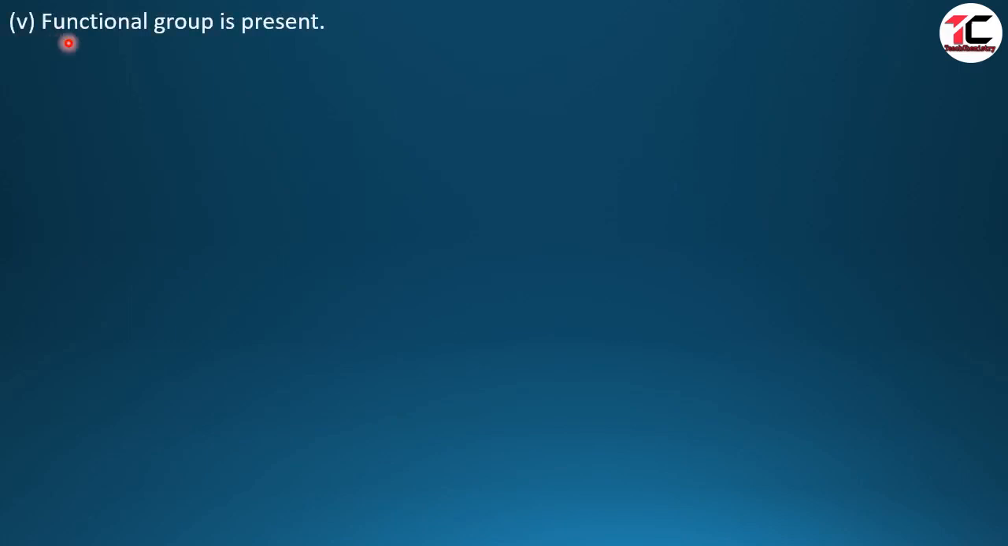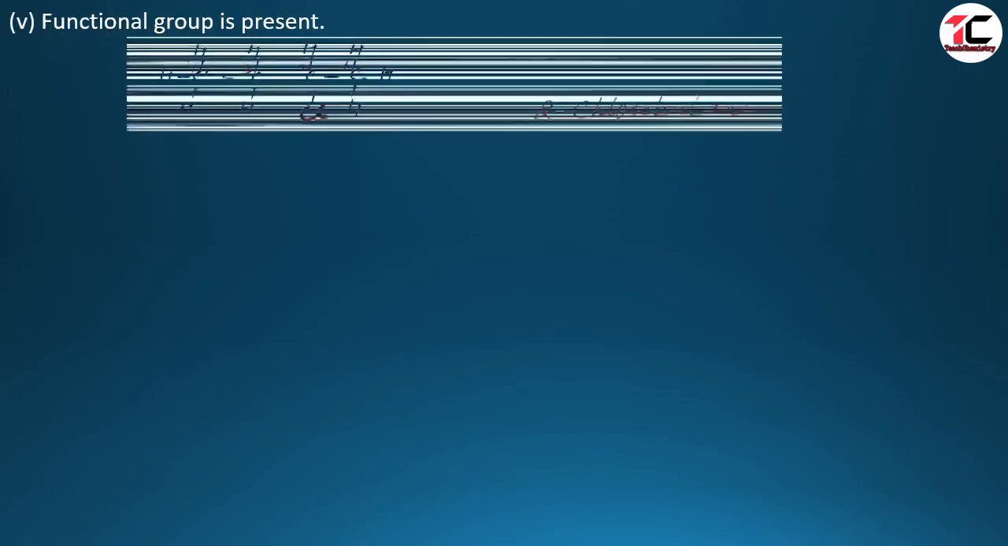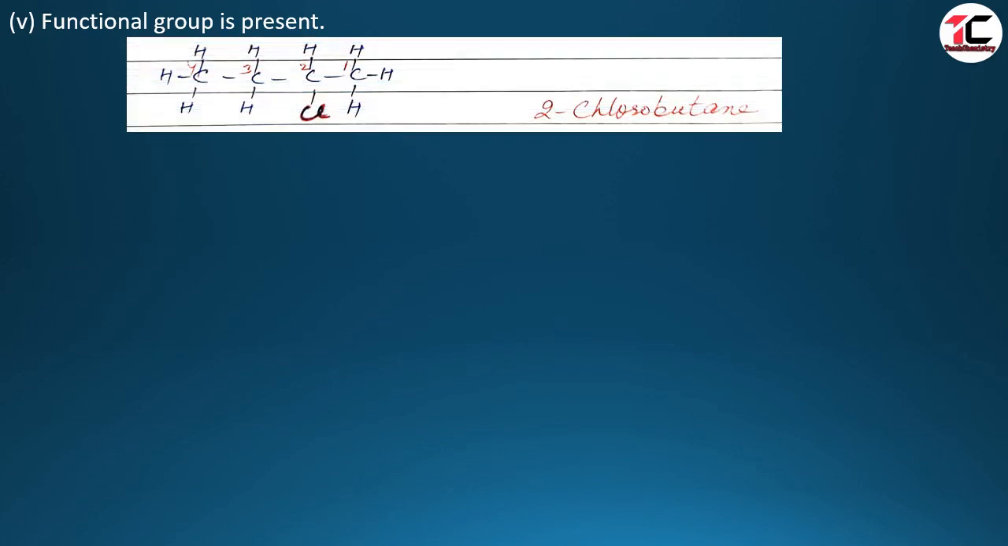If a functional group is present, then what will we do? We will give priority to the functional group. That means we will number from the side where the functional group is nearest. So we will start numbering from this side: first, second, third, fourth.